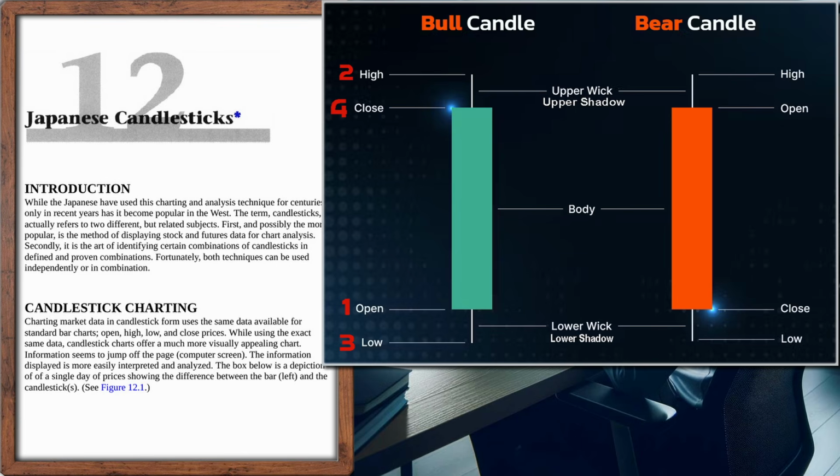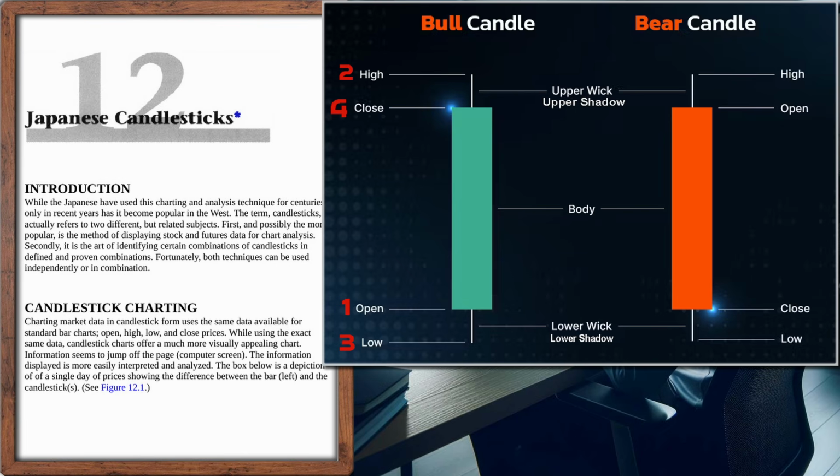Candlestick charting. Charting market data in candlestick form uses the same data available for standard bar charts: open, high, low, and close prices. While using the exact same data, candlestick charts offer a much more visually appealing chart. Information seems to jump off the page, computer screen. The information displayed is more easily interpreted and analyzed.